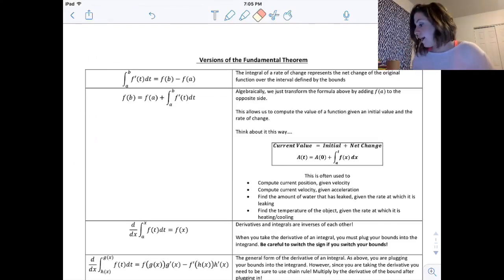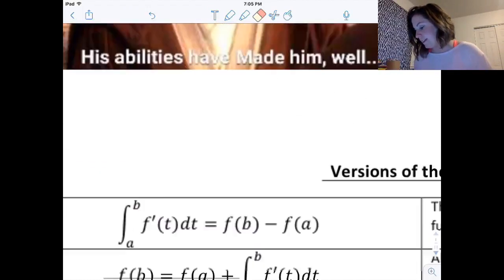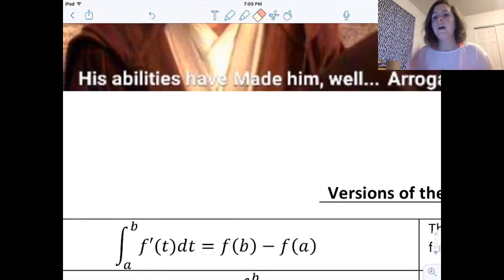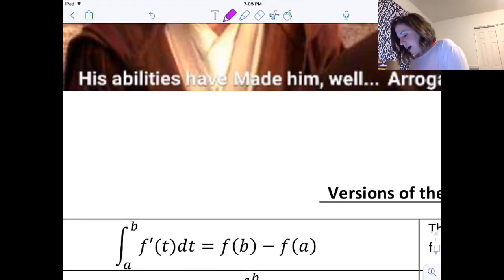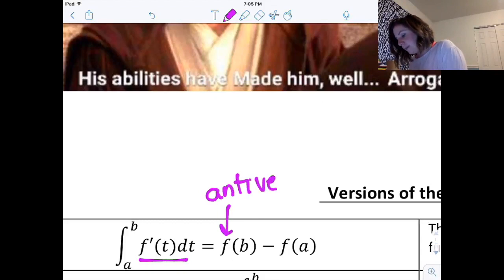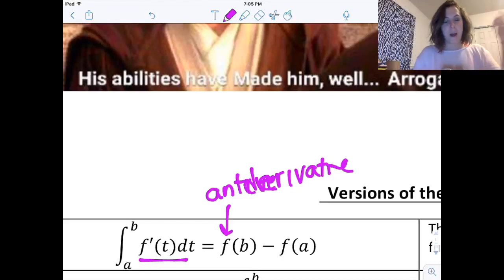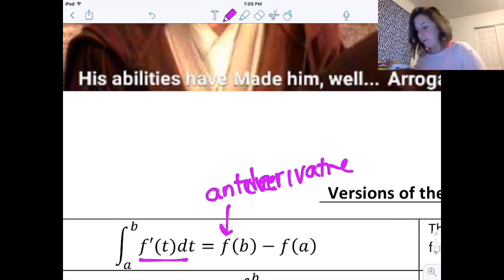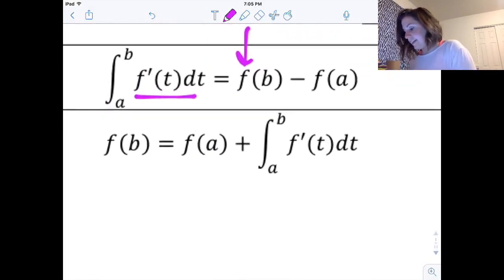First off, this is the version of the fundamental theorem that we started with, which was that if I'm integrating a function, f prime, from a to b, what I'm really doing is taking the antiderivative, plugging in my upper bound and subtracting out my lower bound. This is the whole idea that the integral is equal to the net change of the antiderivative, or of the original function.